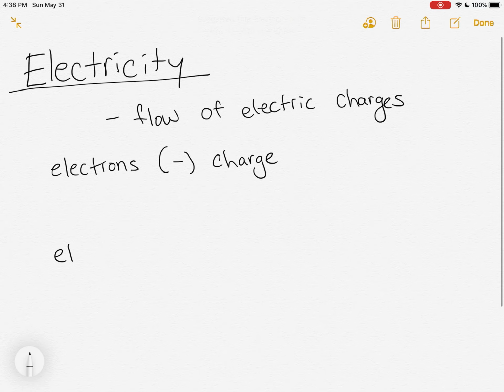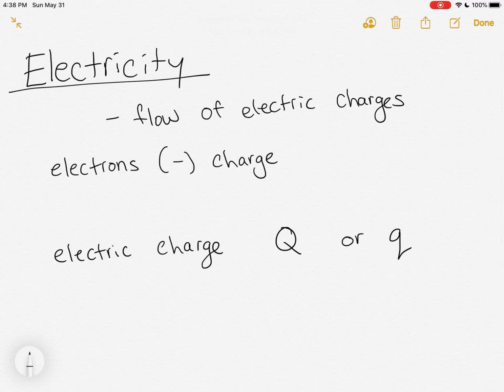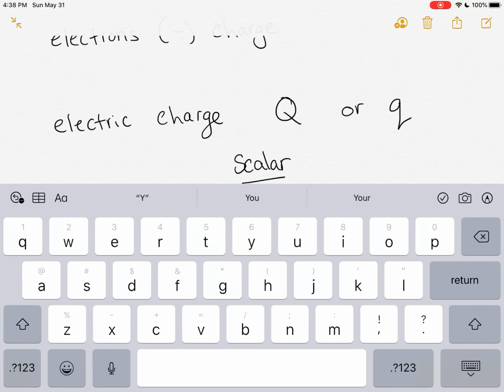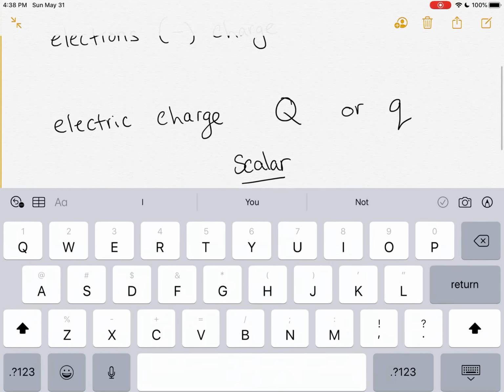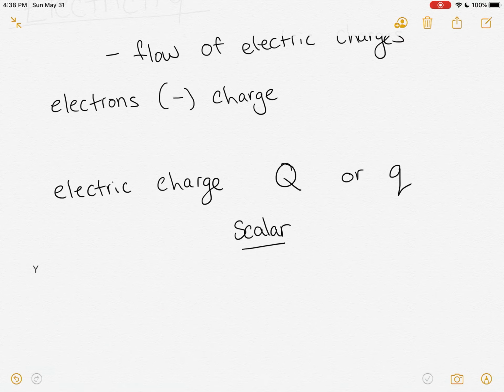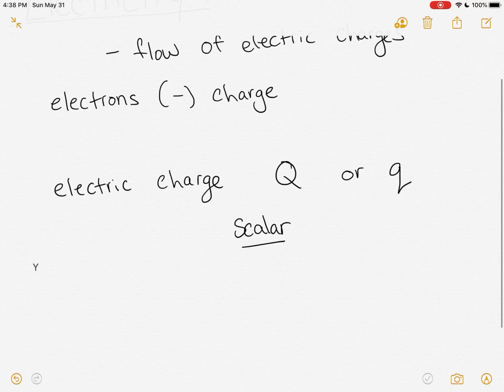All right, so the symbol for electric charge has a symbol in physics, and it's either a capital Q or a lowercase q. It could actually be either. Both of them are fine, and it is a scalar quantity, meaning it has absolutely no direction associated with it. Electric charge is a capital Q or a lowercase q, and it's a scalar quantity, so no direction associated with it.